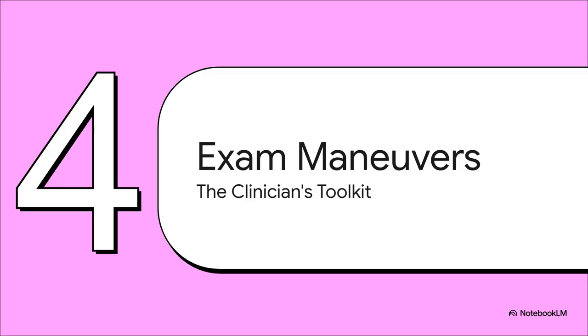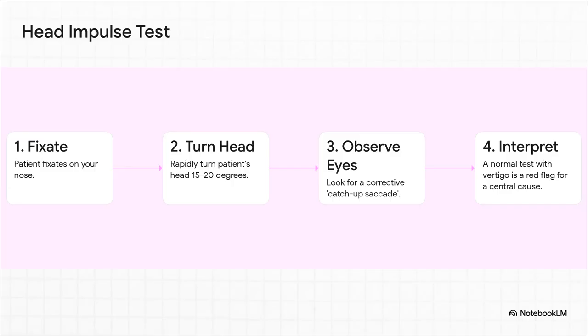So, that's the theory. But how do you actually figure this out when you've got a patient right in front of you? Well, that's where your clinician's toolkit comes in. These aren't just fancy tests. These are powerful maneuvers you can do in minutes. You have to get good at the head impulse test. It's your best friend here.